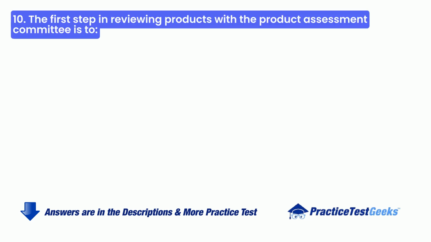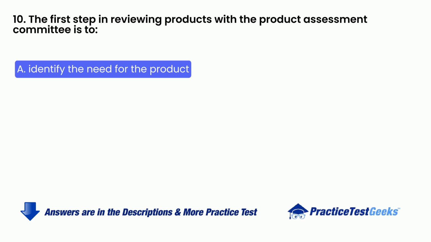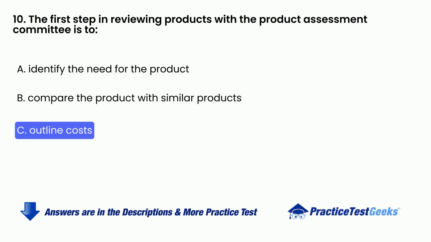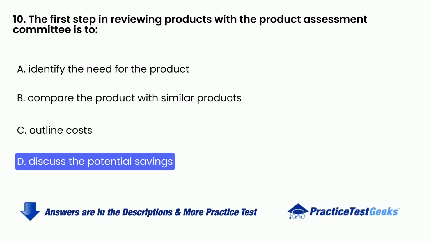The first step in reviewing products with the Product Assessment Committee is to A. Identify the need for the product. B. Compare the product with similar products. C. Outline costs. D. Discuss the potential savings.